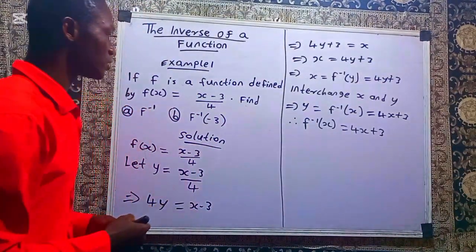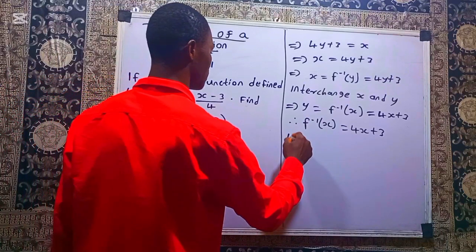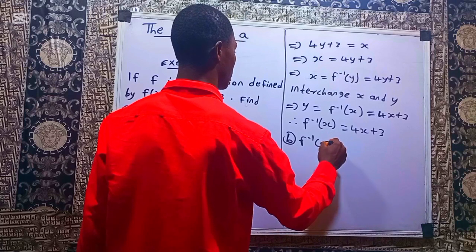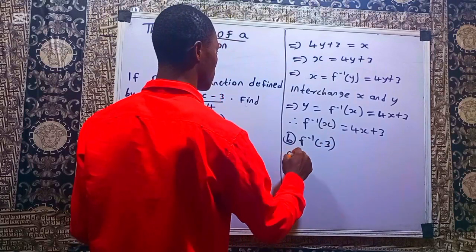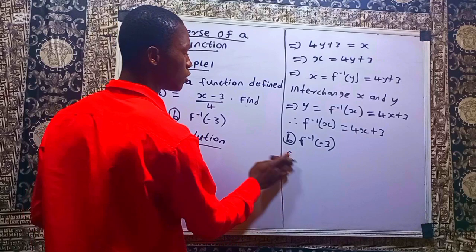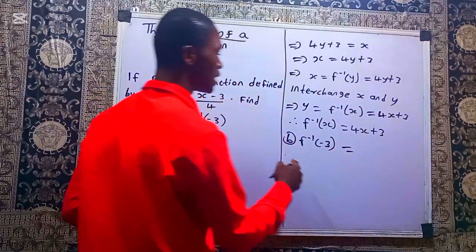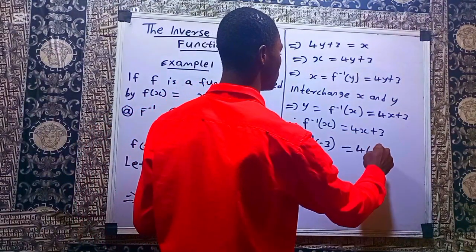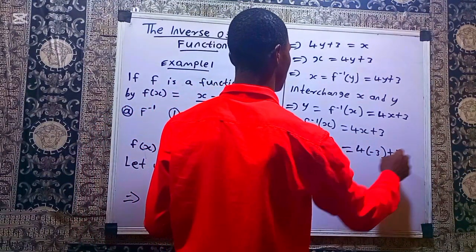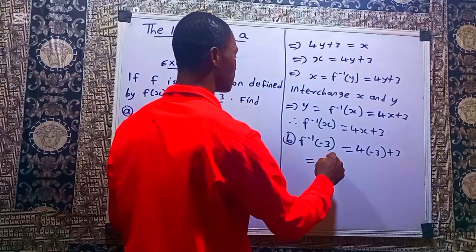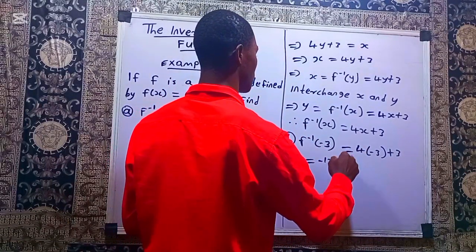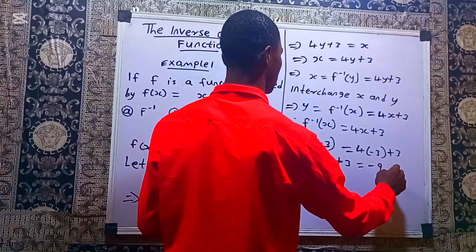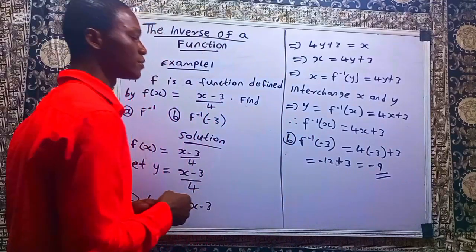Now the next thing is to find f inverse when x is minus 3. Let's just plug in directly, f inverse when x is minus 3. So we'll put x as minus 3 here. We have 4 times minus 3 plus 3. 4 times minus 3 is minus 12, plus 3. Minus 12 plus 3 will give you minus 9, and this becomes the answer.